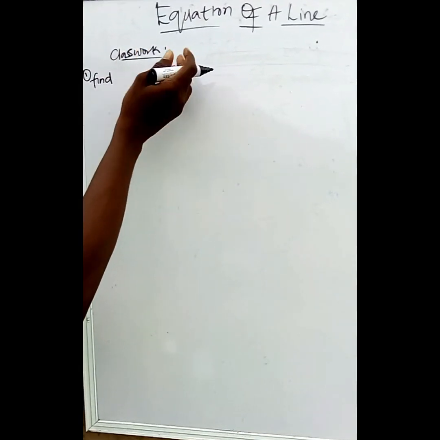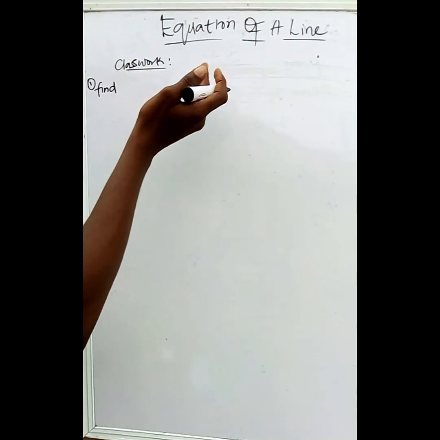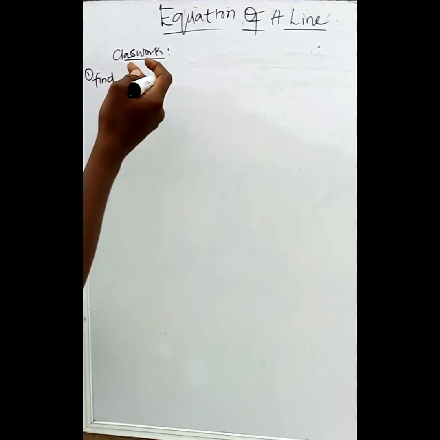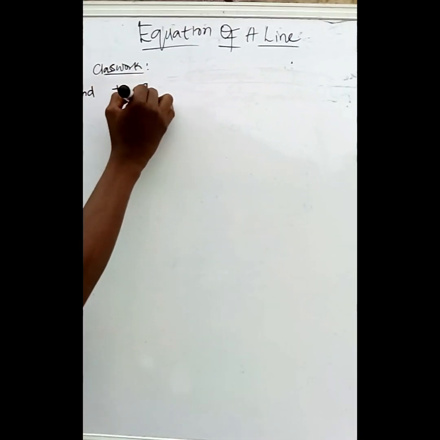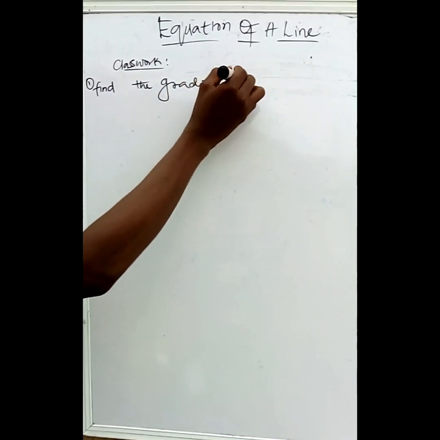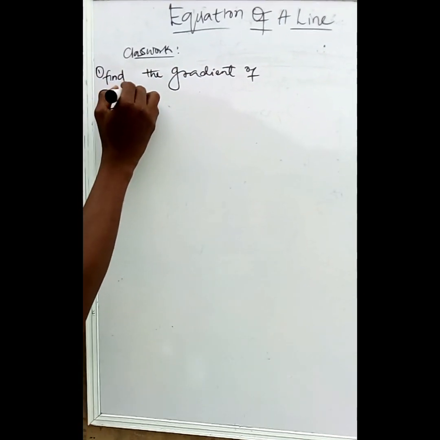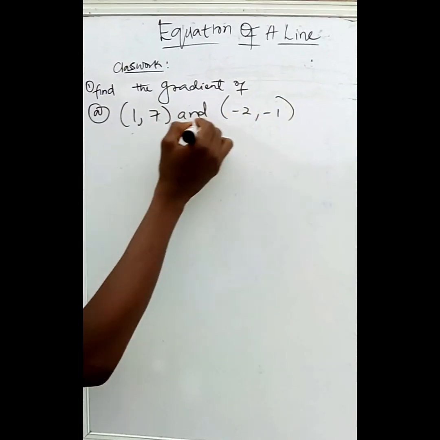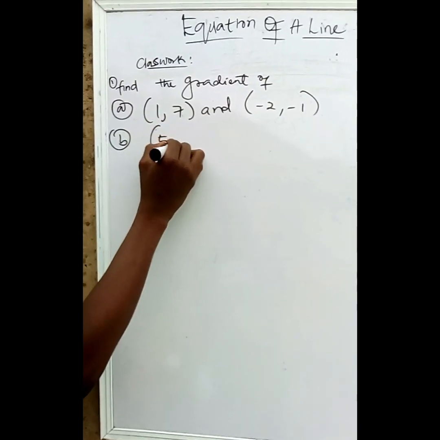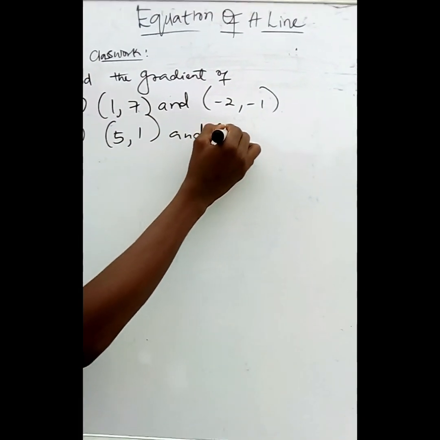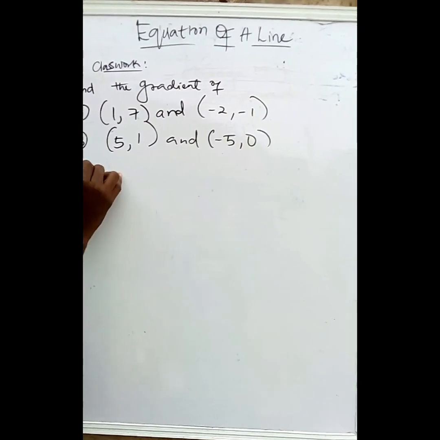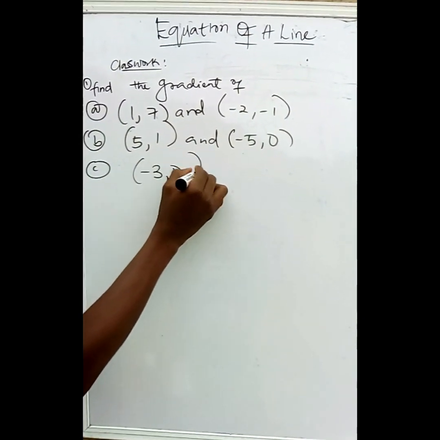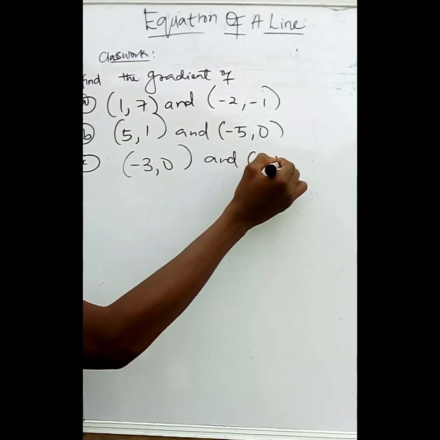So let's take some questions. You can practice yourself for the gradient. Find the gradient of the following: 1,7 and minus 2, minus 1; 5,1 and minus 5,0; then another one, minus 3,0 and 3,1.